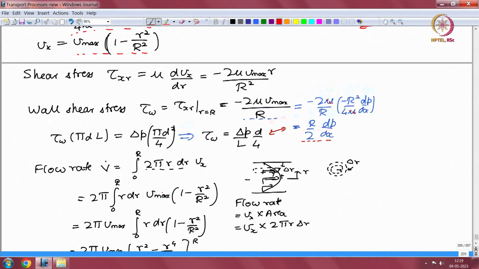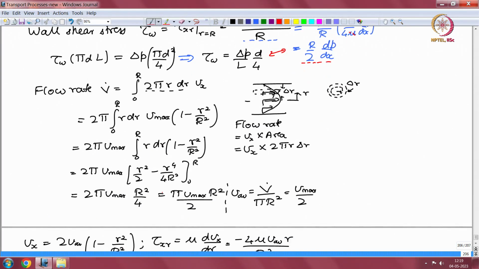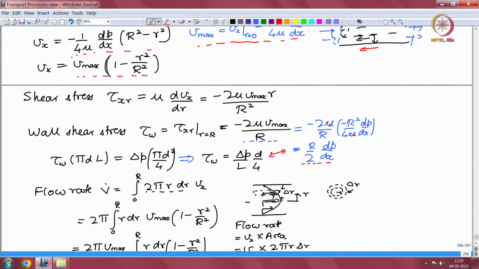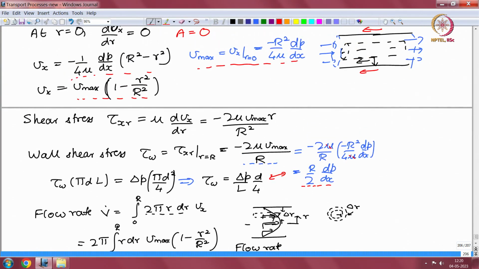The maximum velocity we had shown was equal to 2 times the average velocity. By doing an integration over the cross section, we showed that V average is equal to 1/2 of V max, or V max is equal to 2 times V average. And V max was related to the pressure gradient by this expression. Note that minus dP by dx is positive. V max is positive if the pressure gradient is negative, or the pressure at the inlet is higher than the pressure at the outlet.